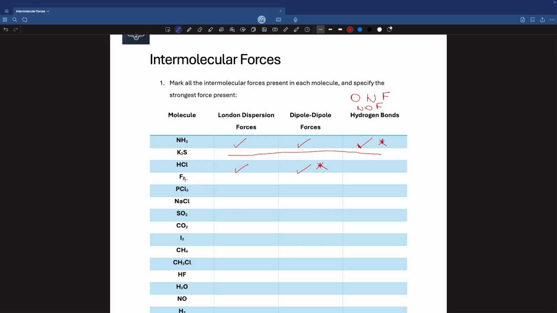The next molecule, F2, it's by default a covalent molecule, so it does have London dispersion forces. It is a non-polar molecule, so it definitely does not have dipole-dipole forces. And it does not have any hydrogen at all, so definitely not a hydrogen bonding molecule, which means, unfortunately, its strongest intermolecular force is London dispersion forces.